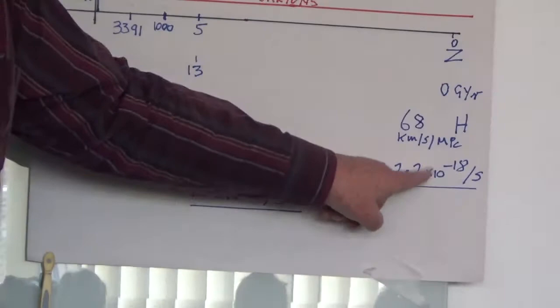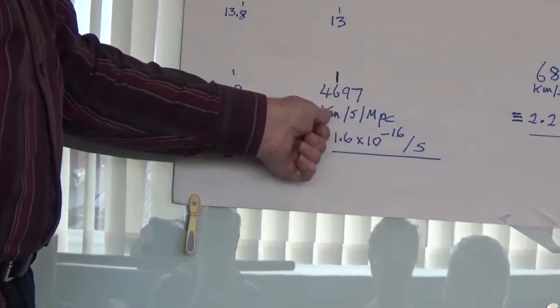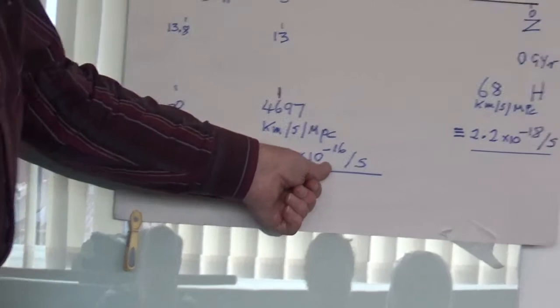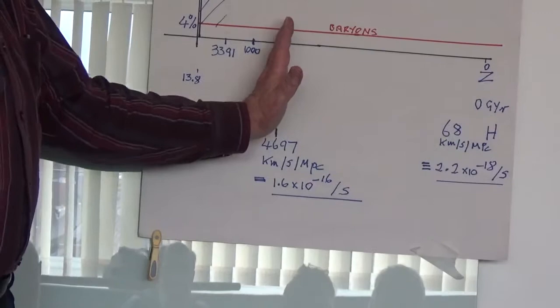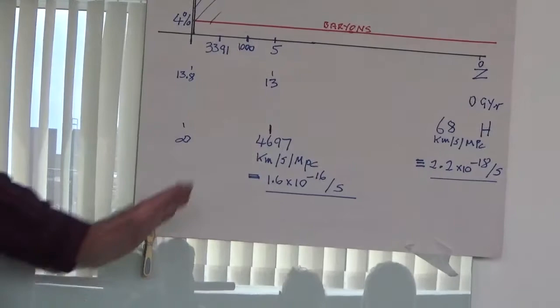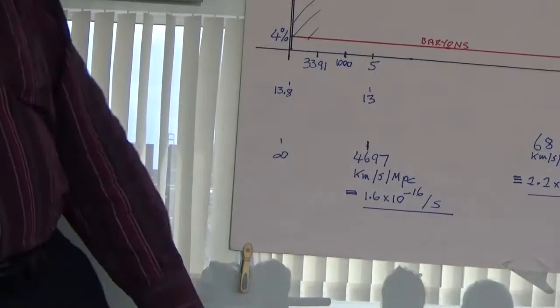But then when you get back to Z equals 5, the expansion was going a bit faster, and you now find that H is 4697 kilometers per second per megaparsec, which means that number's gone up to 1.6 times 10 to the minus 16 per second. But that's mostly the history of the universe. So in 13 billion years, it's changed a bit, but it hasn't changed all that dramatically. But as you go back into this era, the Hubble parameter gets bigger and bigger and bigger, until at the Big Bang it's infinite. So that's where we are.